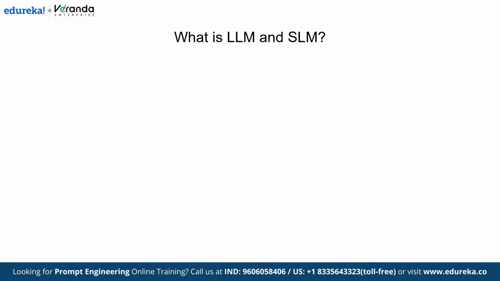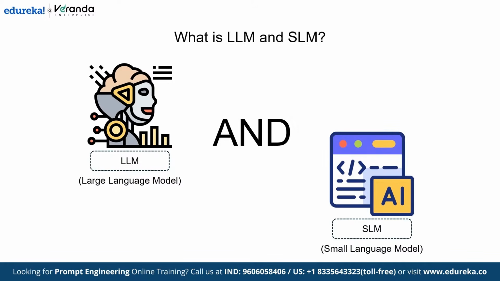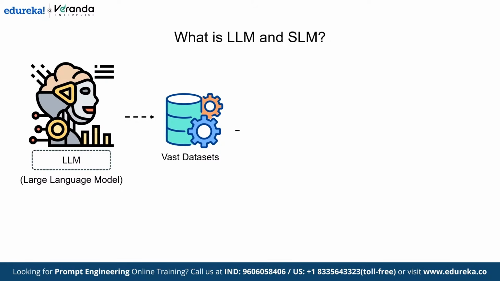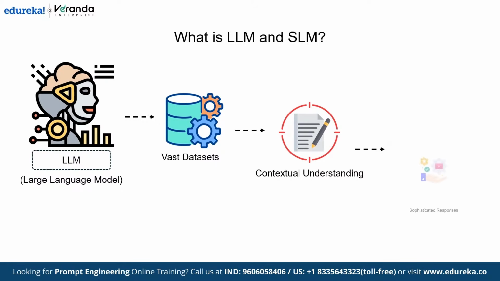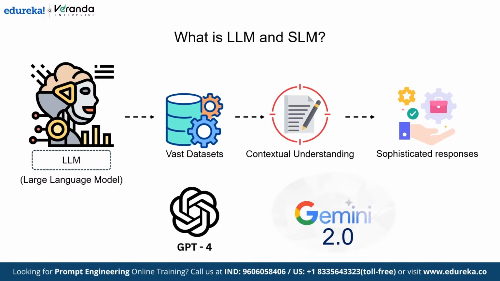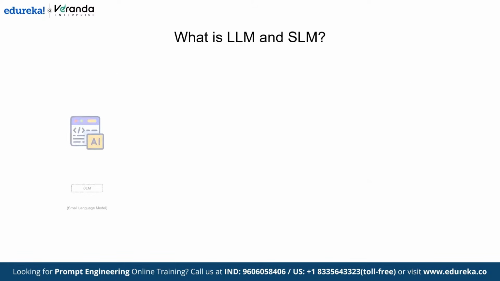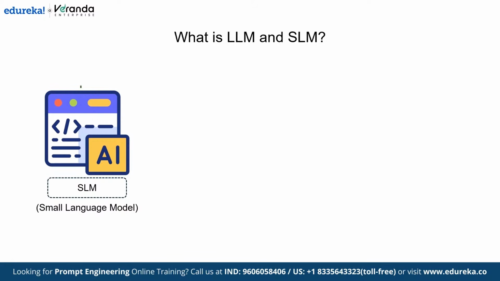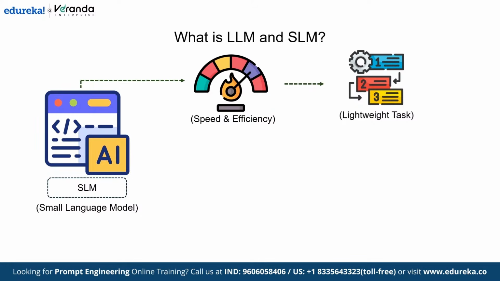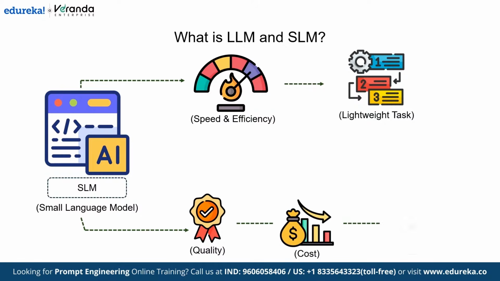Now, let's dive right in with our first question: what exactly are LLMs and SLMs? LLMs, which are large language models, are powerful AI systems trained on vast datasets, offering deep contextual understanding and sophisticated responses. Models like GPT-4 and Gemini 2.0 are the examples. Whereas SLMs like DistilBERT or TinyGPT are streamlined for speed and efficiency, excelling in lightweight tasks. So both serve distinct purposes, balancing quality, cost and performance.